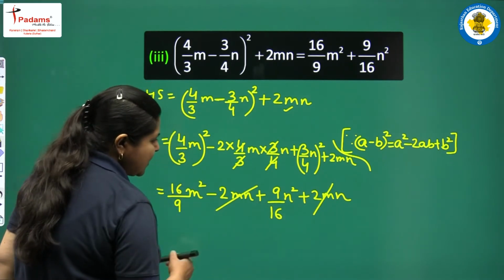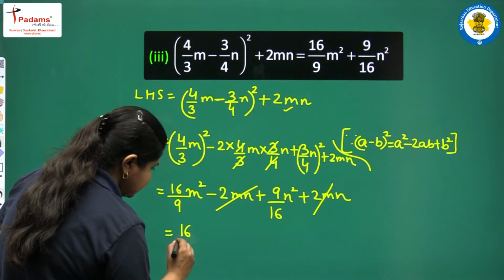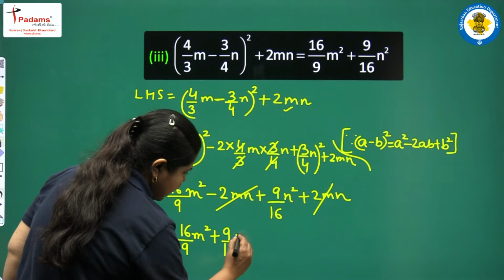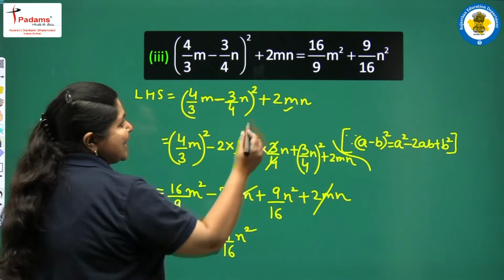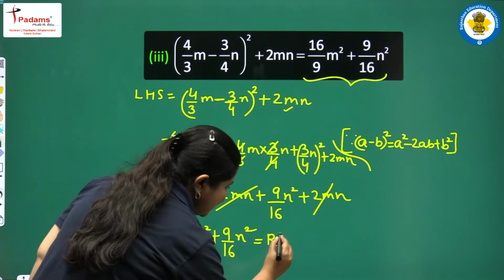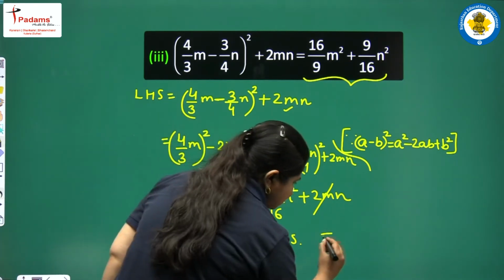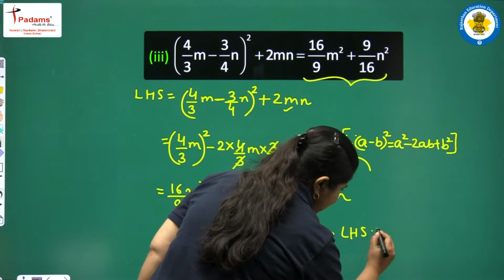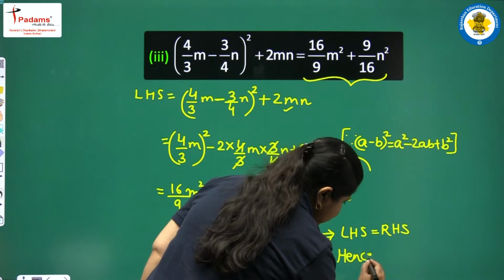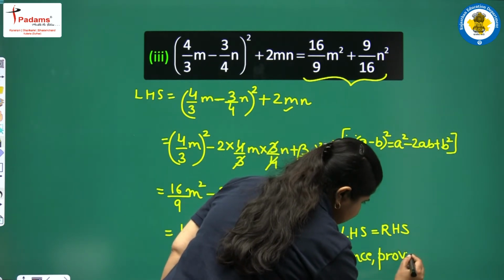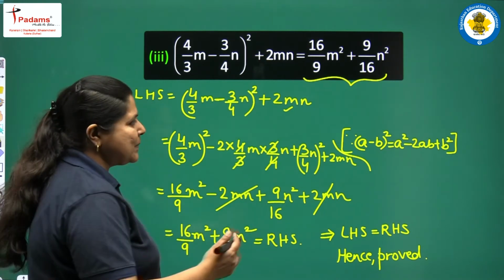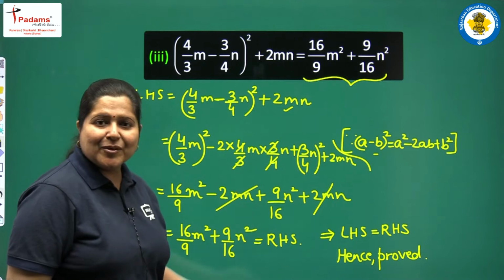So cancel these two terms and we are left with 16 upon 9m square plus 9 upon 16 n square, and this is nothing but our RHS. What we see? This is equal to RHS. This implies that LHS is now equal to RHS and hence the result is proved. Whatever we had to prove to be equal, we have proved. Getting it? कितना simple है, easy. Just by applying this identity, we have made it look so simple.